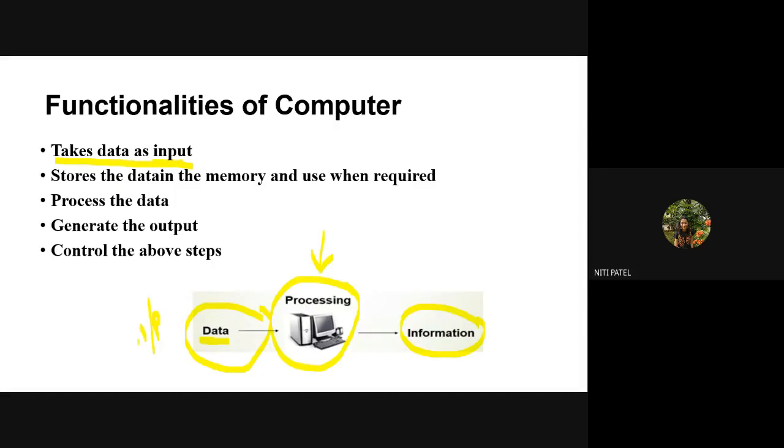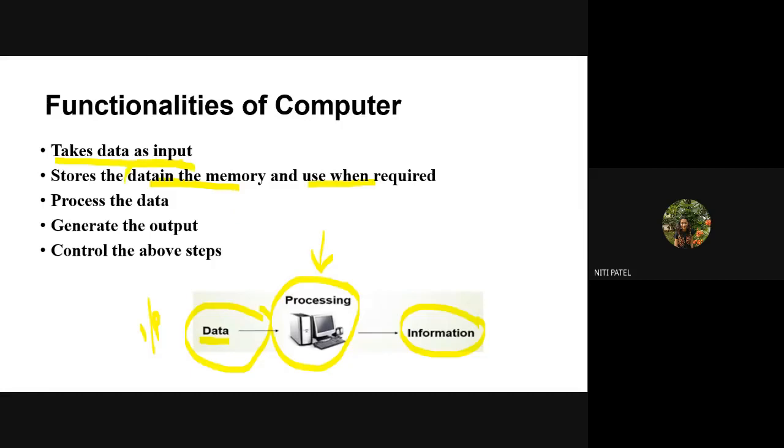So once the input is given in the form of data, where does it go? It goes to the computer. Now what is the function of a computer? It either retains it in the memory or it will use it when it is required. Retaining in the memory means what? It will store it until the request for processing has come. Once the request for processing has come, it will stop the work of retaining and start the work of processing. Once the work of processing is done, it will generate the output.